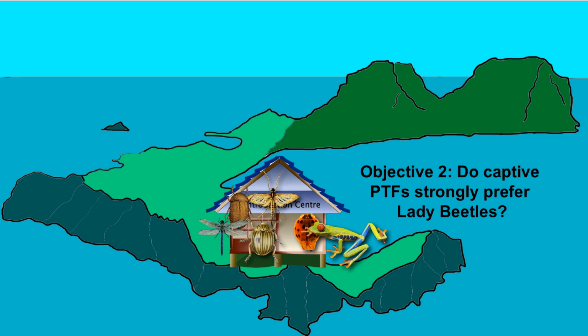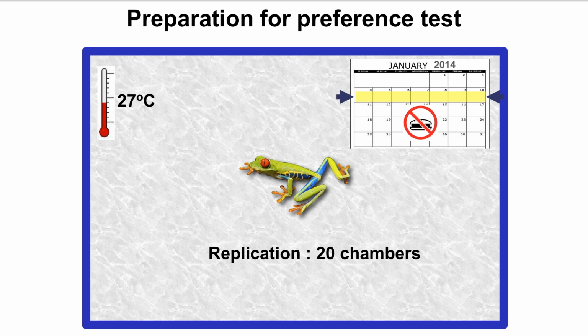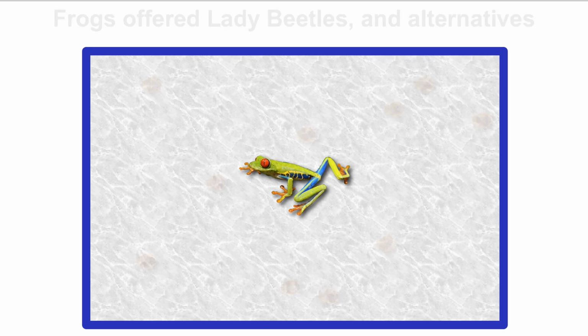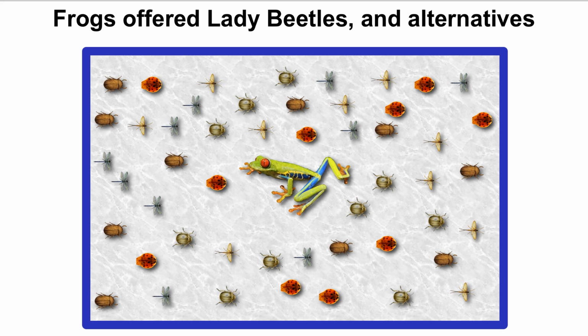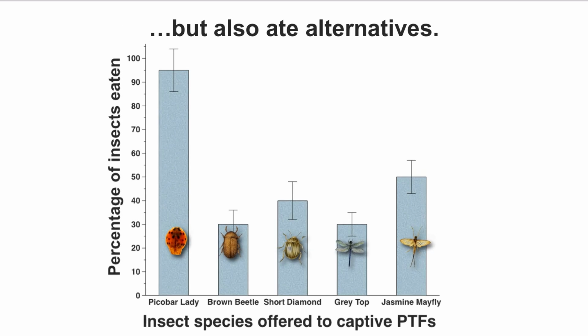We set up another series of 20 chambers, each with a single tree frog, and after a week of starvation, 10 lady beetles were introduced into the chamber, along with 10 insects each of 4 other species found in the frog's habitat. The frogs were observed to eat the lady beetles, and, as is shown here by the large column on the left of this graph, the frogs did prefer the lady beetles. But they also ate reasonably large numbers of the other insects, including up to 50% in the case of the jasmine mayfly, that column on the right.